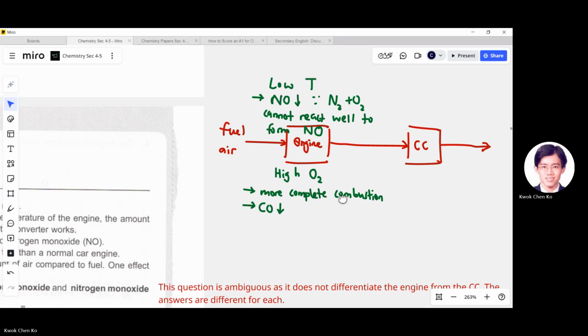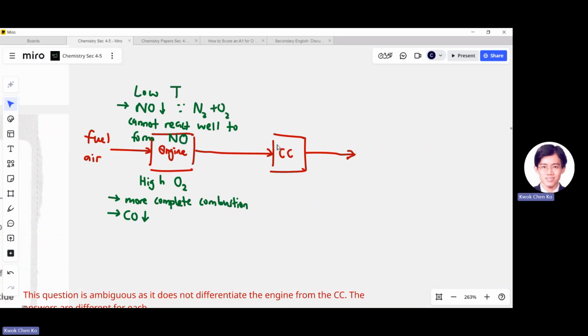But on the other hand, do you want to consider the catalytic converter too? Well, the question is not clear about that. So to me, if you talk about this, actually you should get your marks as well. The question is not clear. Are you talking about the engine or the converter or both? Now, let's go to the catalytic converter.